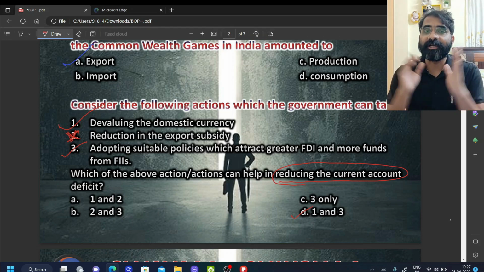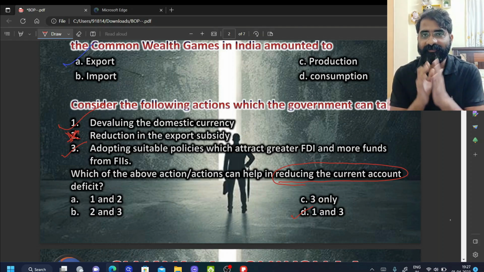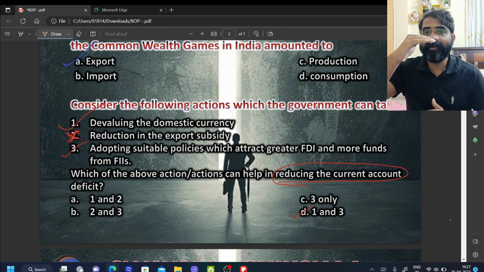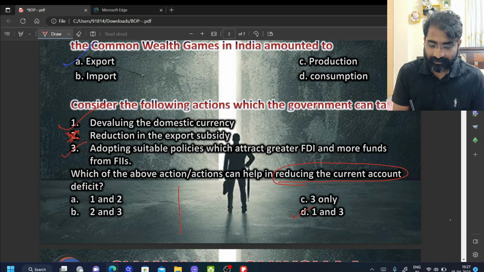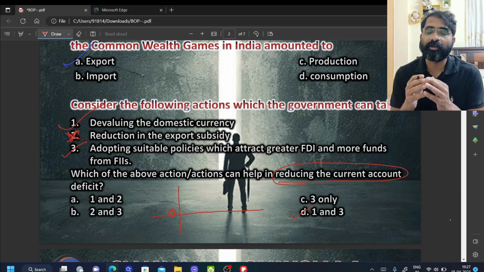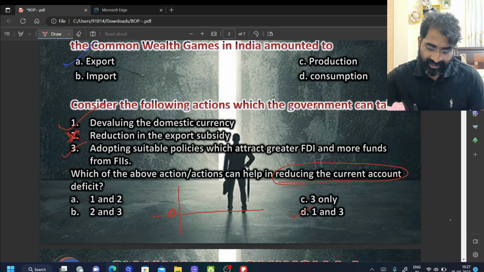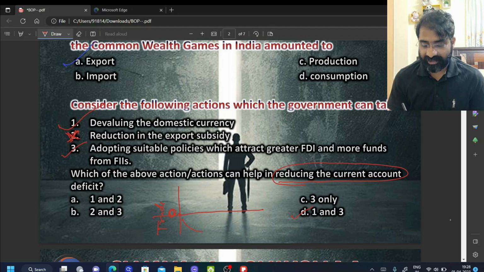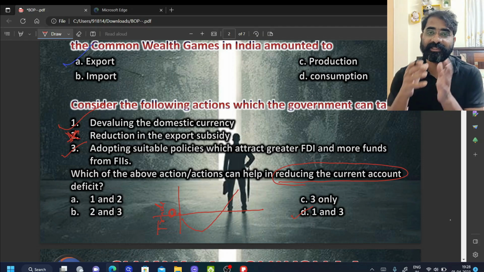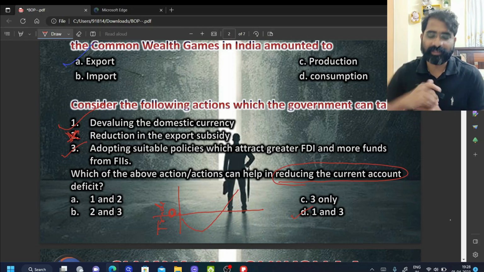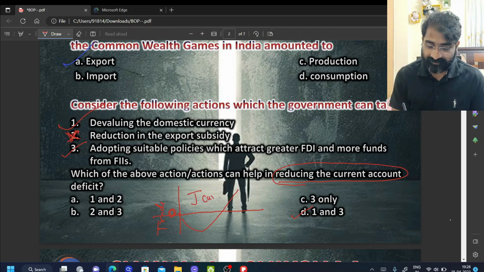One more learning here. There is a concept called the J curve. The J curve says whenever the rupee value is depreciated or devalued, there will first be a trade deficit. Suppose this is the 0 point, and this is the trade account. When the currency is getting devalued, first the deficit increases, and then over a period of time the graph moves above. That means first there will be a deficit and then trade will become surplus. This is called the J curve.